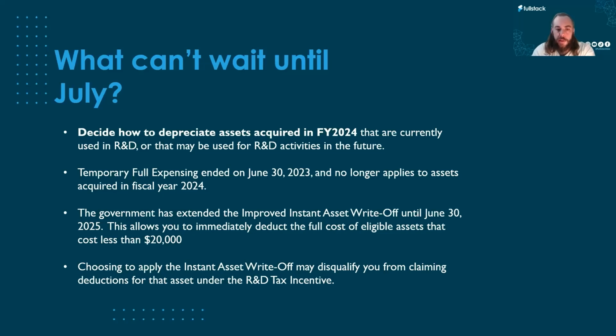Now, the temporary full expensing program has now ended, and the government has indicated that it is going to reinvigorate the instant asset write-off, which preceded the temporary full expensing. Under that program, you were not allowed to write off the full value of the assets and claim them in R&D. You had to choose one or the other. If you wanted to claim in R&D, you would have to depreciate them, as I just previously explained.